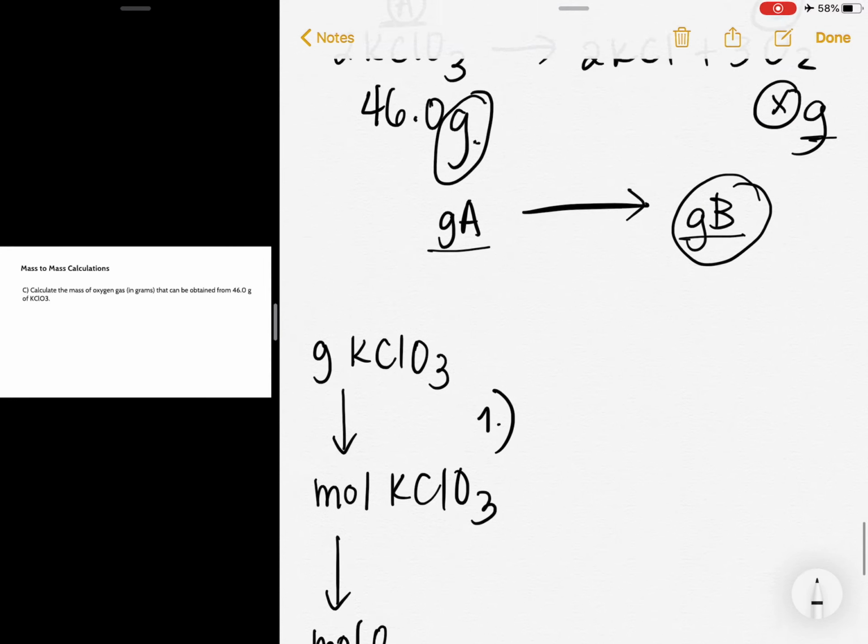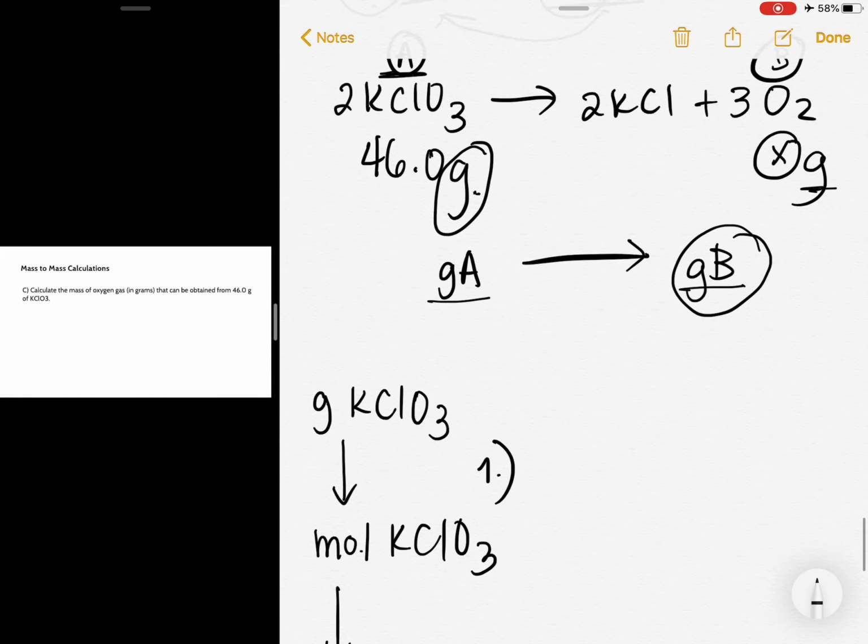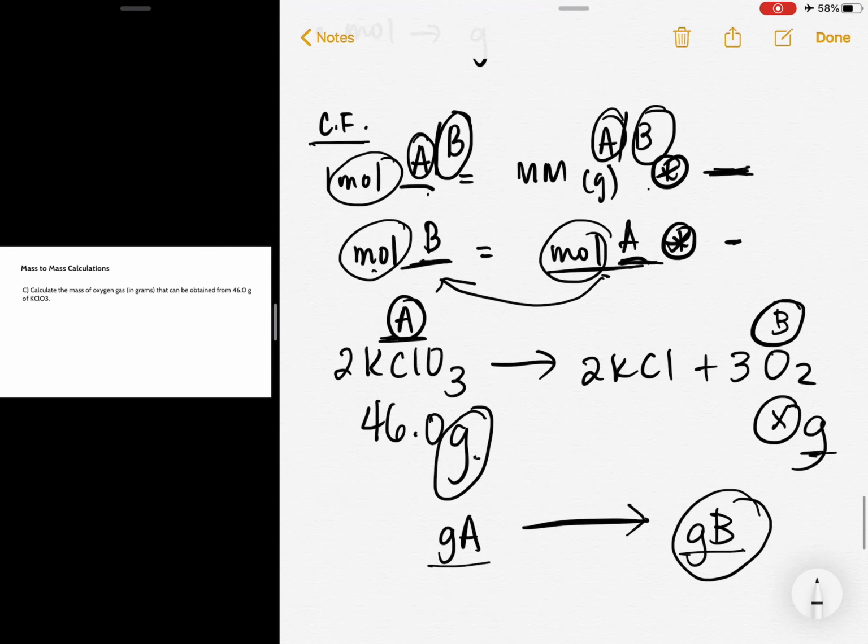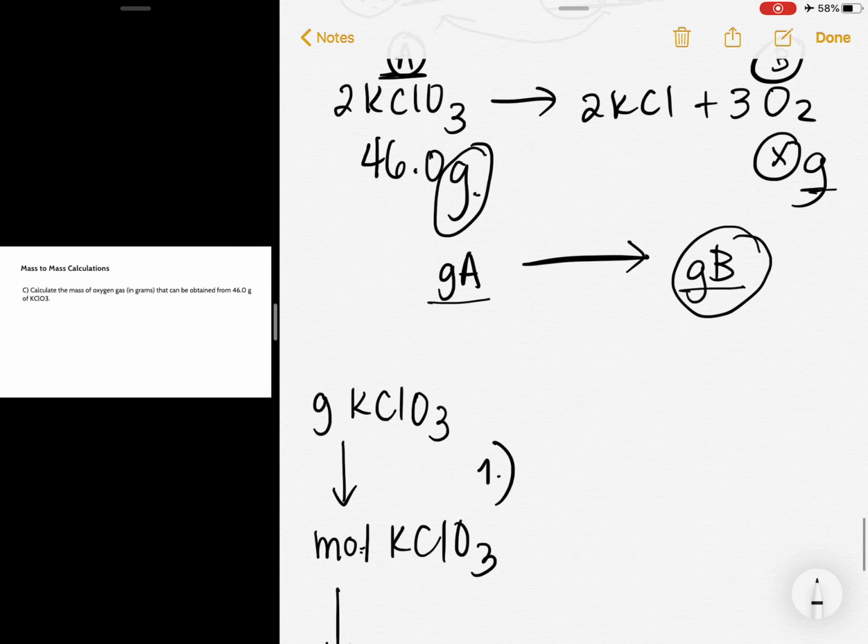So the first conversion factor here, it is gram, mole, mole, gram. Baliktad man yan or whatsoever, parehas lang yan dito. Mole to gram, gram to mole. So this will be our first conversion factor. So 1 mole of potassium chlorate is equal to its molecular mass, which is 122.55 grams.